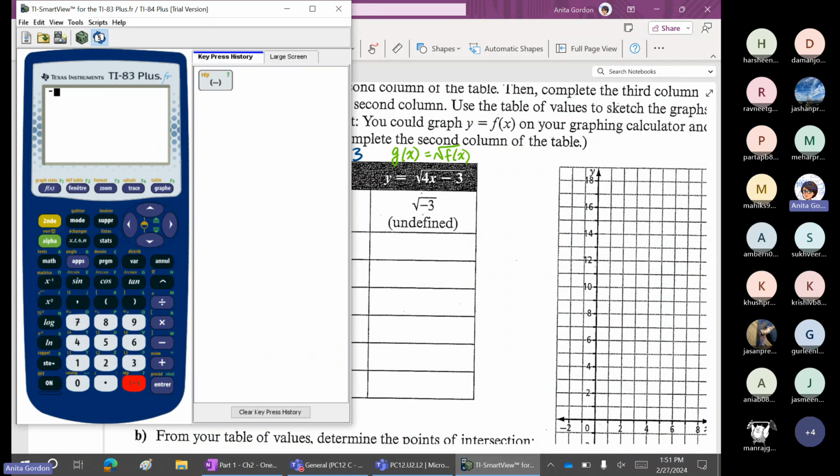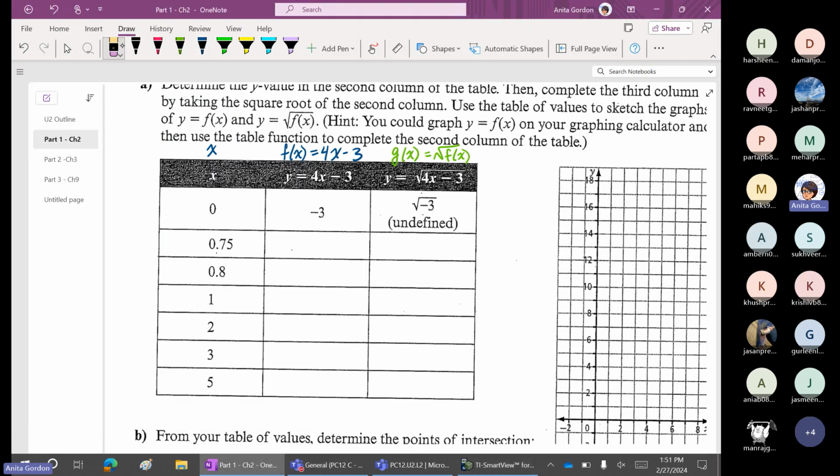I'm going to say, let me clear that again. 4 times -3 minus 3 gives me -15. Is that right? Oh, sorry, I was looking here. That's not what I meant to do. My x value is 0. My bad. Sorry about that. Blue pen. Okay, 4 times 0 is 0, minus 3 is -3. The square root of -3 is undefined. They did the first one for us. Apologies for that. I'm going to do the same thing with the rest of them.